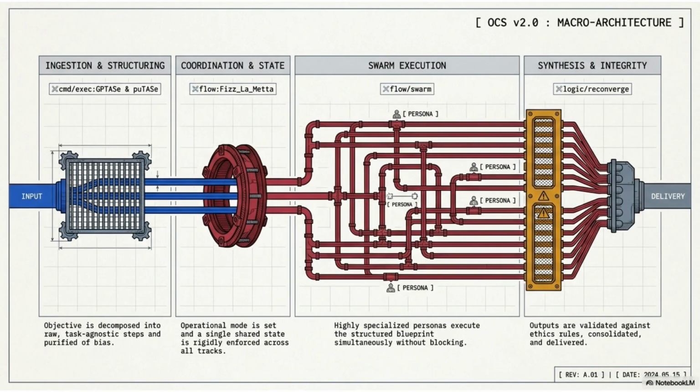The OCS version 2.0 macro architecture flow starts with ingestion and structuring, decomposing the objective. Coordination and state rigidly enforce a single shared state. Swarm execution utilizes specialized personas for parallel processing. Finally, synthesis and integrity validates and delivers the final output.